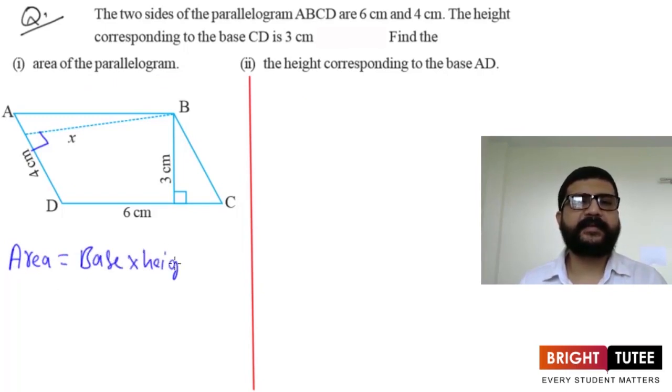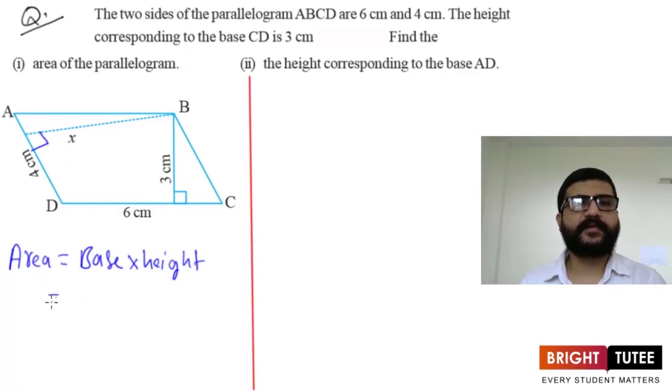Now which side should we consider as the base here? If we consider AD as a base, can we find the area? No, it won't be possible because the height corresponding to AD is still unknown. We have to find the height also. So we can't use AD as a base. So let's consider CD as a base. Height corresponding to it will be this 3 centimeters.